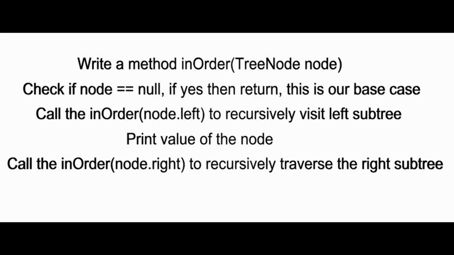Write a method, write a base case, visit the left subtree, print the value of the node, traverse the right subtree. If you want to implement the preorder or postorder traversal, the algorithm is the same. You just need to move position of root node to top or bottom.